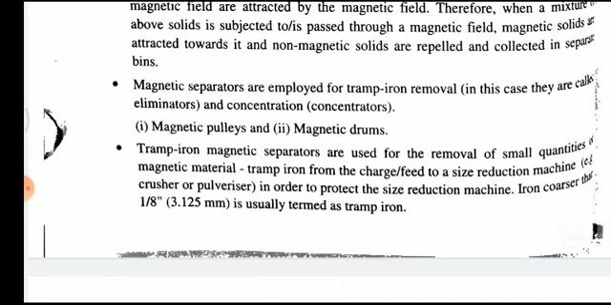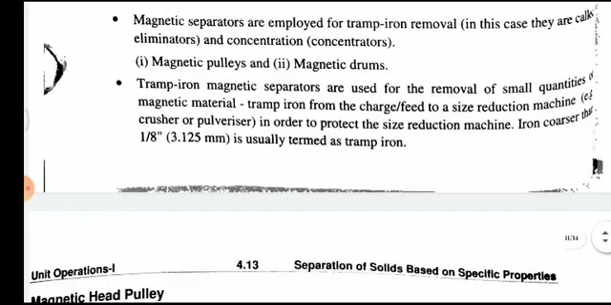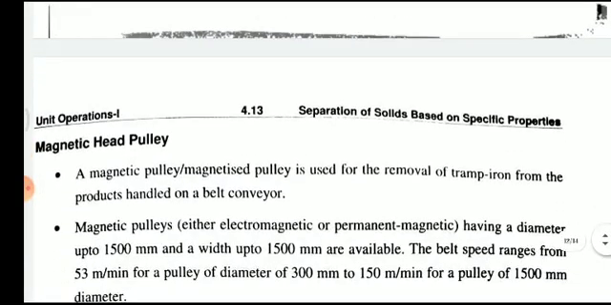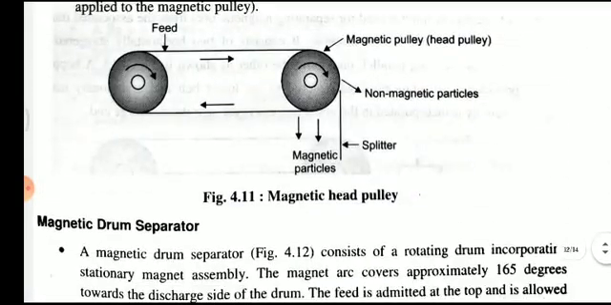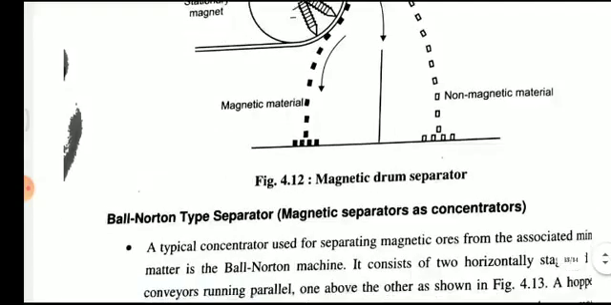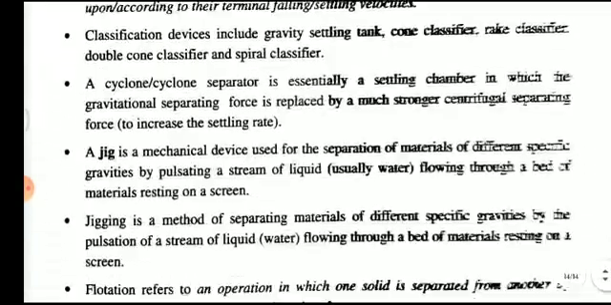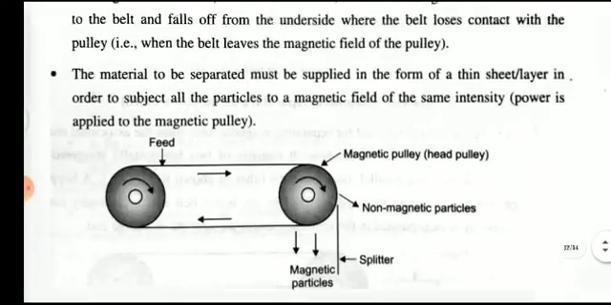And magnetic separators are employed for tramp iron removal. In this case they are called collectors, eliminators and concentrators. So these are the magnetic pulleys, magnetic drums and magnetic separators. So let us see the magnetic head pulley, how it can be separated, and then the magnetic drum separator and the Ball Norton magnetic separator.